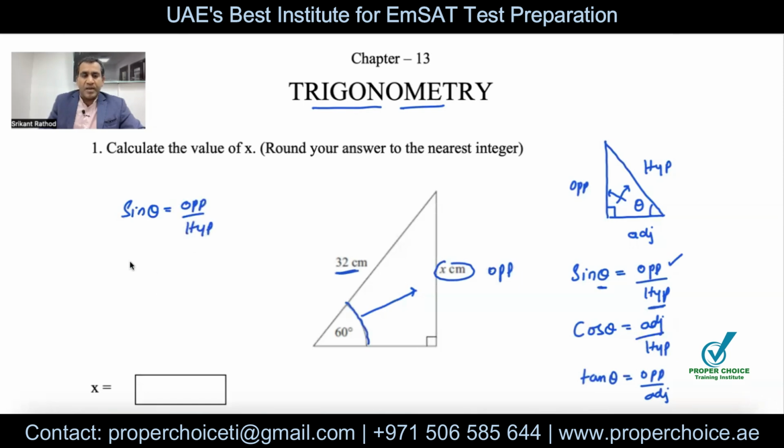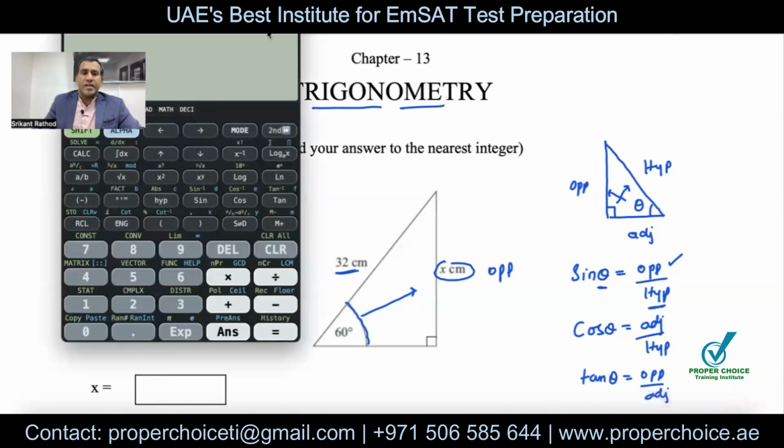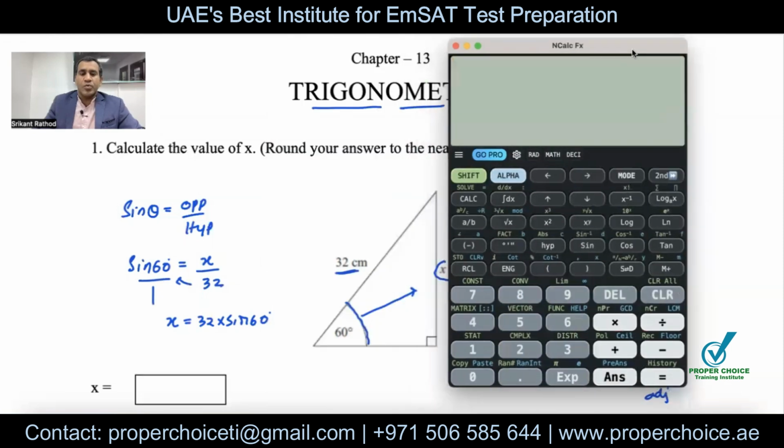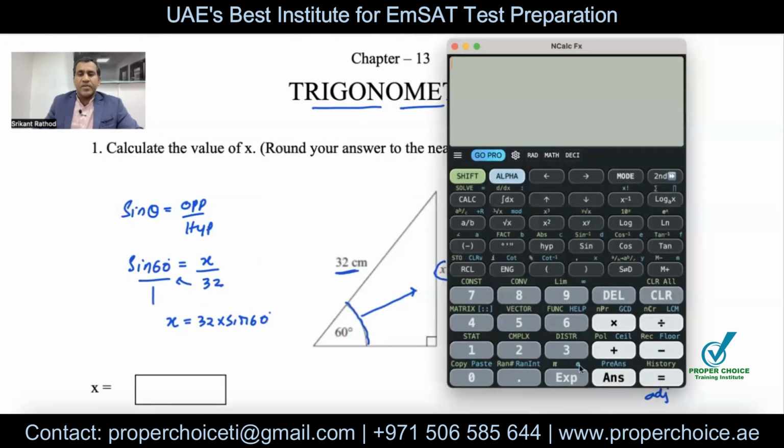Now what is the angle here? Sine of angle 60 degrees equals opposite, which is x, over hypotenuse, which is 32. We are asked to solve for x. So just cross multiplication: x equals 32 times sine 60. I just need the help of a calculator. Put this value in the calculator: 32 multiplied by sine 60.